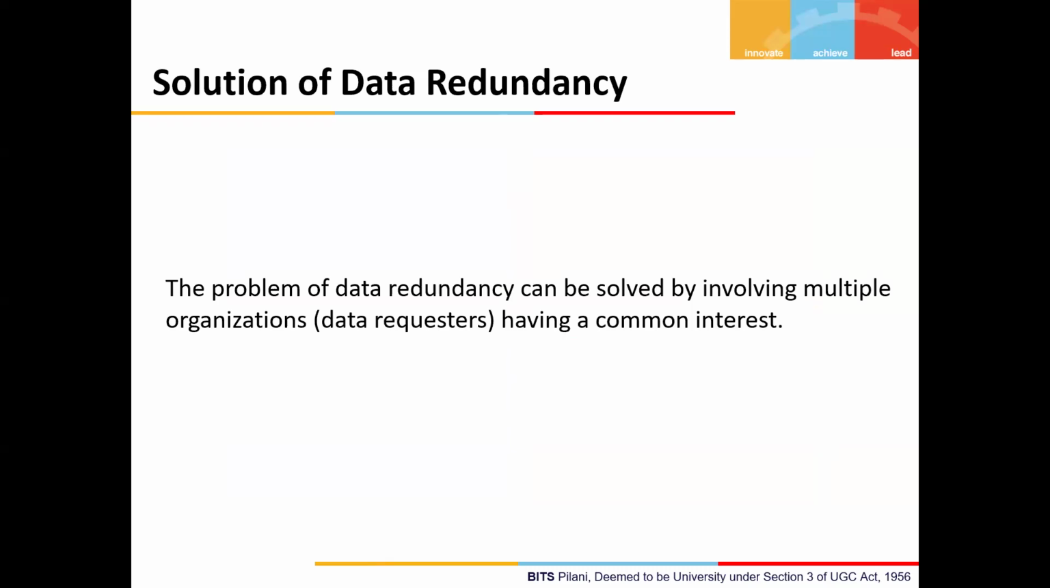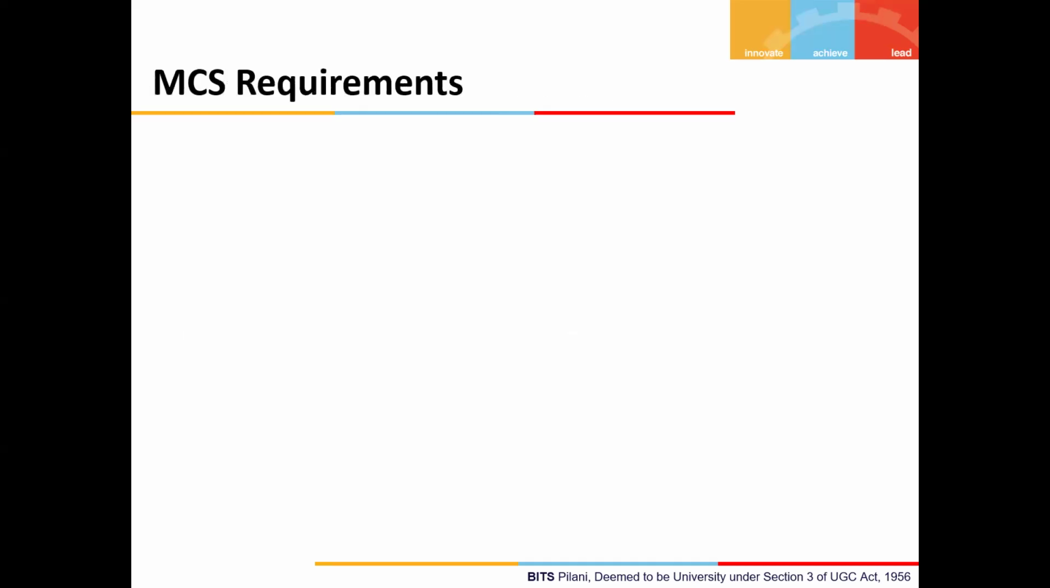Another issue with the generic IoT system is data redundancy. We can solve that if multiple requesters have the same requirement or the same interest. There is no need to create multiple tasks for multiple requests if the requirements are the same. Multiple people can subscribe to a single task, so we can solve the problem of data redundancy.